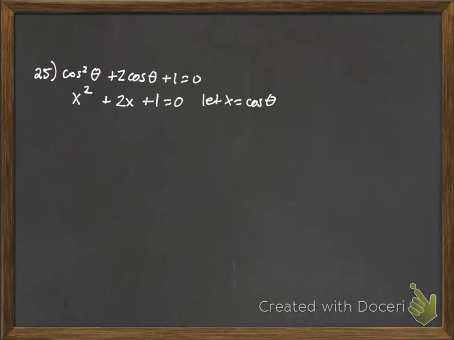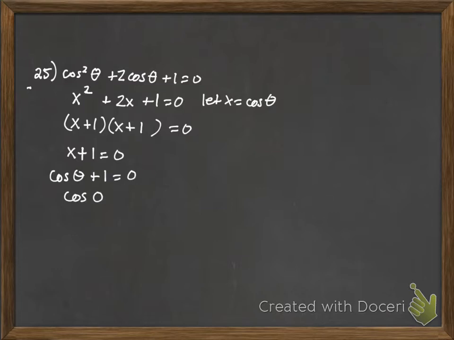Okay, so now I'm going to factor this out. So I get x plus 1 times x plus 1, and it equals 0. So x plus 1 equals 0 is what I have to solve. Remember, x equals cosine theta. So go ahead and substitute that back in. So I'm looking for where cosine theta equals negative 1. If you use your unit circle, you'll see that cosine theta equals negative 1 at pi. So my answer is pi, and that corresponds to the answer C on the review sheet.